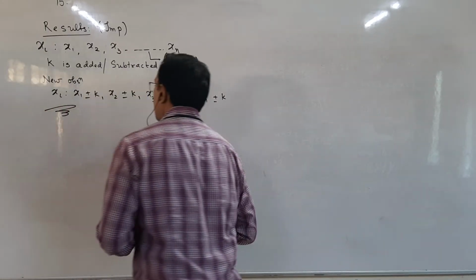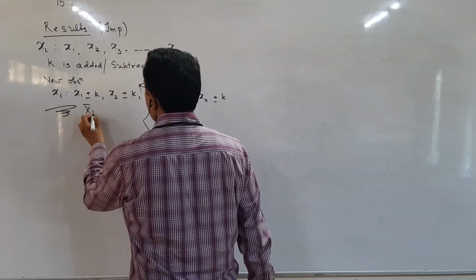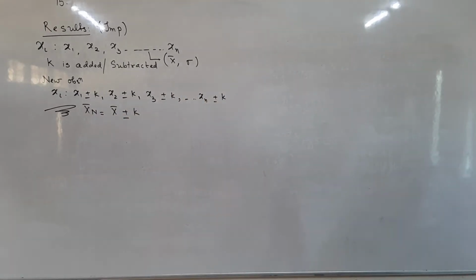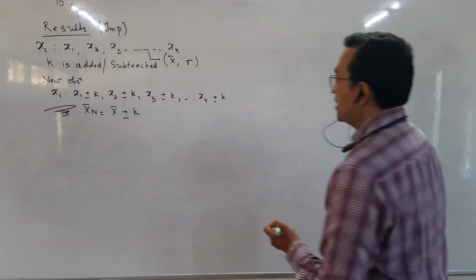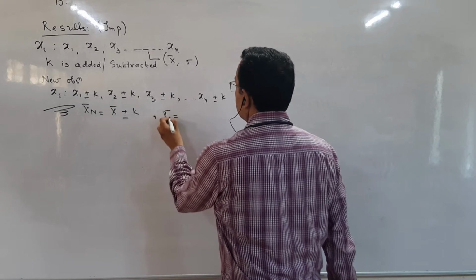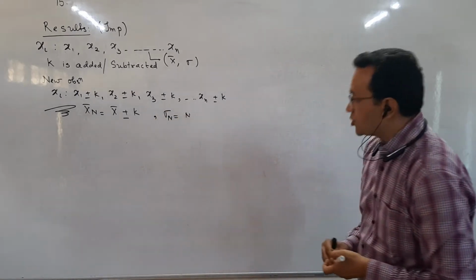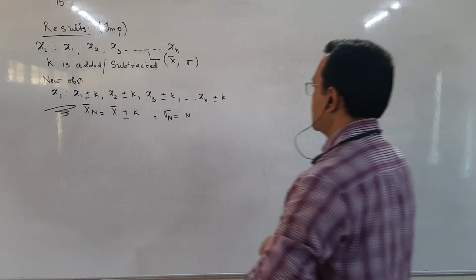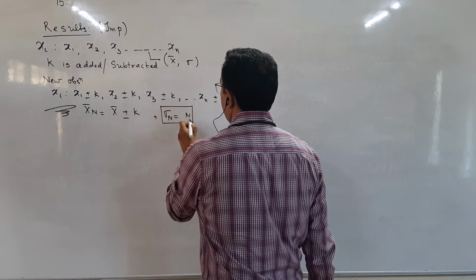Now if I add k to every observation, the new mean x bar n will be x bar plus k, and if I subtract k from every observation, then the new mean x bar n will be x bar minus k, where the standard deviation remains the same. So on adding or subtracting a non-zero constant k from every observation xi, mean changes but standard deviation remains the same. So this is very important. You have to memorize this.